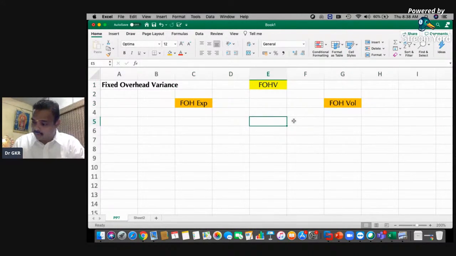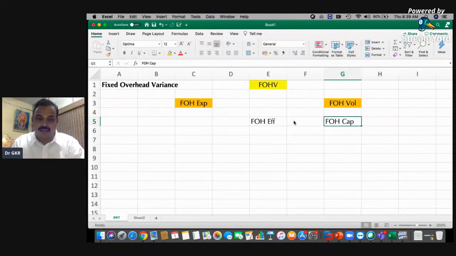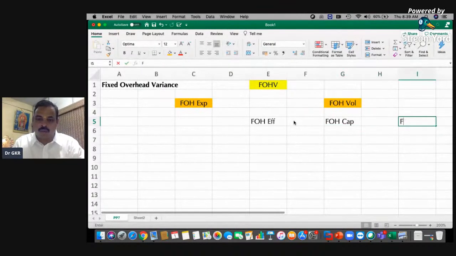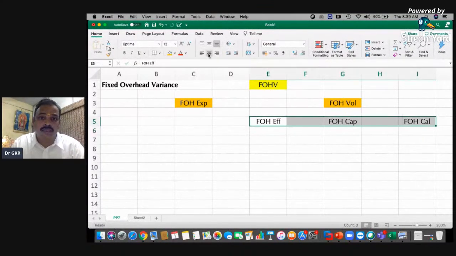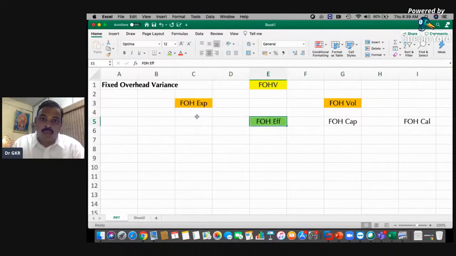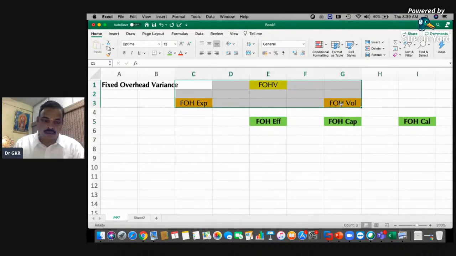So 1 is the fixed overhead efficiency variance, then the fixed overhead capacity variance, and the fixed overhead calendar variance. That's it. Very simple. Now, let me explain this. Only when I explain will this part be clear. So this is your breakup of the variance.